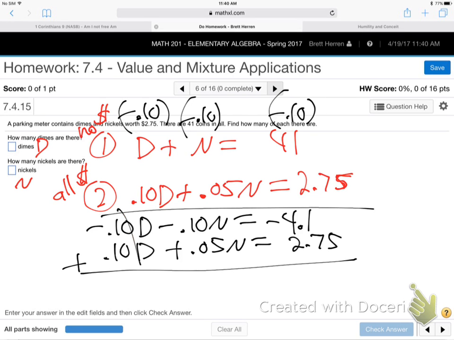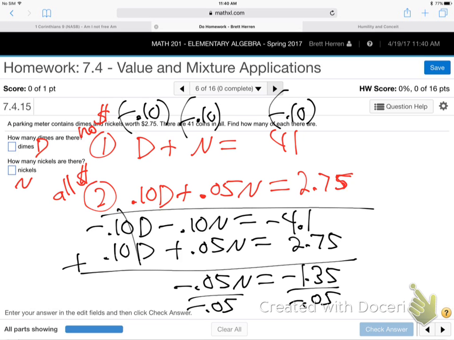And then add them up. Those cancel. What's that? Minus 0.05 and minus 1.35? Yeah, like that. We good to there? You guys getting that okay? And then divide by minus 0.05. So what do we got? We've got n equals 27. 27 nickels.